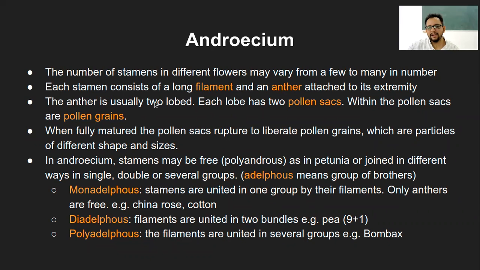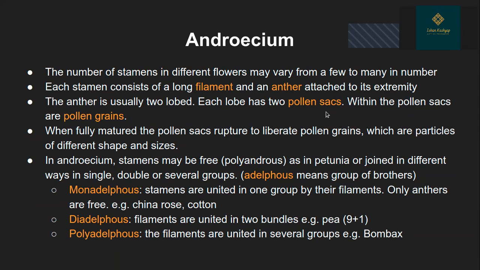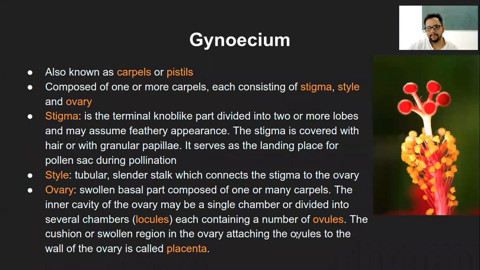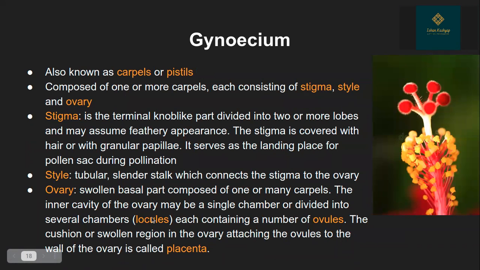Like anthers also, there were two lobes, and each of these lobes had a pollen sac. Yes, Ishan. Sir, on the other side, the gynoecium slide said that the ovary is composed of one or many carpels. Yes. But the ovary is a part of the carpel, right?